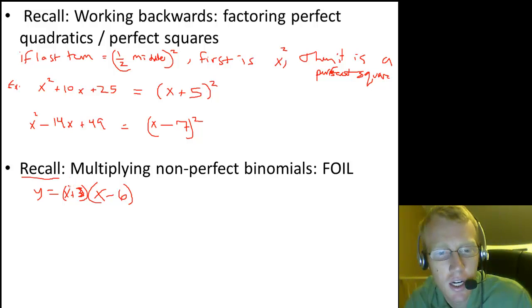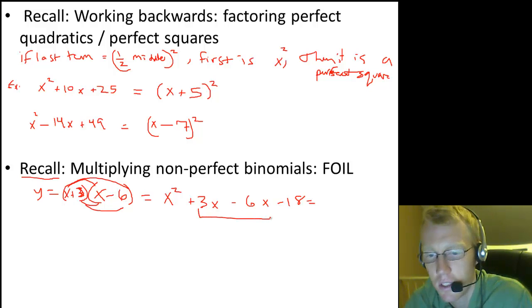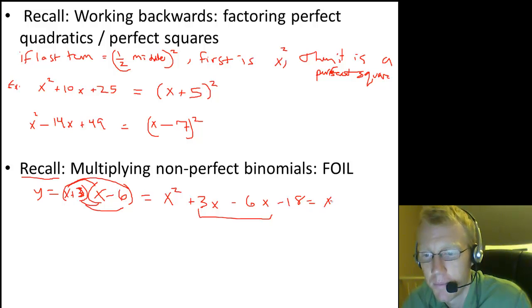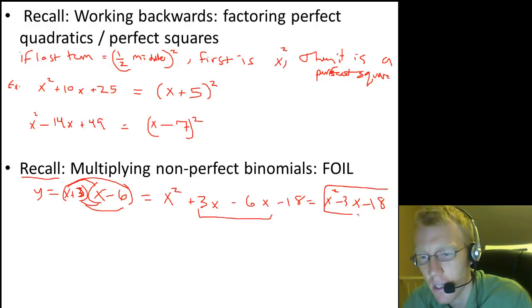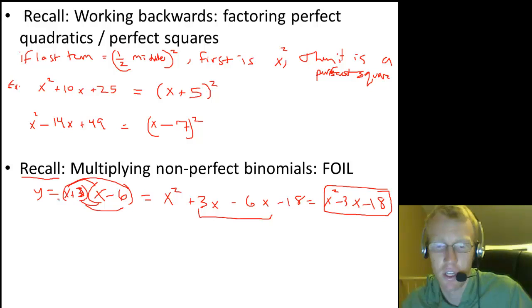There's just no shortcut. So you need to multiply using FOIL, or distribution or rectangular diagrams: firsts, inners, outers, and lasts. And you get x times x is x squared, 3 times x is plus 3x, negative 6 times x is negative 6x, and 3 times negative 6 is negative 18. And then you combine the two middle terms, just like you always do with FOIL, and you get x squared minus 3x minus 18. So if you're multiplying binomials that are not perfect squares, you have to use FOIL or a rectangle diagram. You can't use the other shortcut that we just talked about.